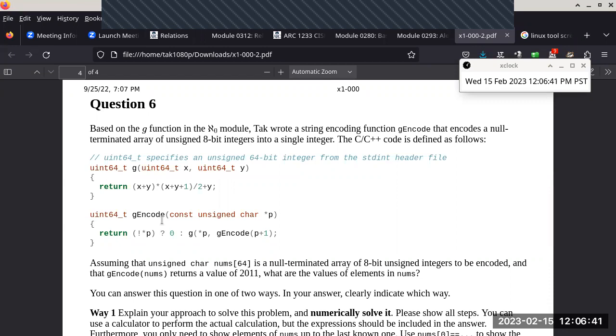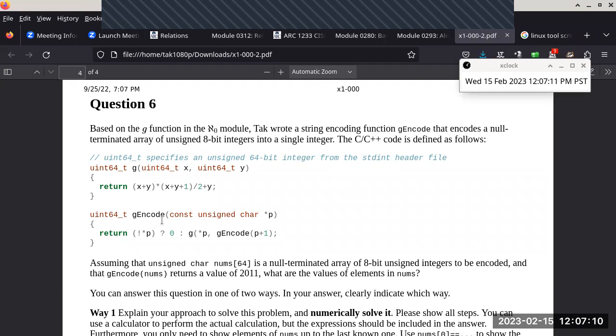In other words, the same thing can be written as: if not the reference P, then return 0, else return the recursive call of G. It would have meant exactly the same thing. Are we still doing okay so far? Okay. So the question now is, when does it stop the recursion? It stops the recursion when this condition is true.